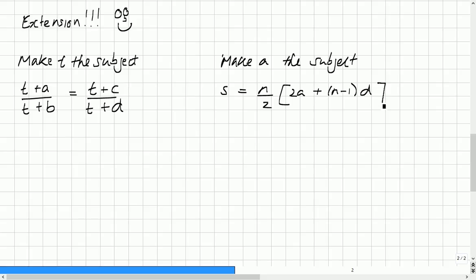Don't worry if you haven't, because you don't need to know anything about it really to be able to rearrange it. So can you make a the subject of that formula? S equals n over 2 brackets 2a plus n minus 1 d. Don't be put off by the square brackets, they're just normal brackets. We've just used square brackets here because we already used curved brackets here.